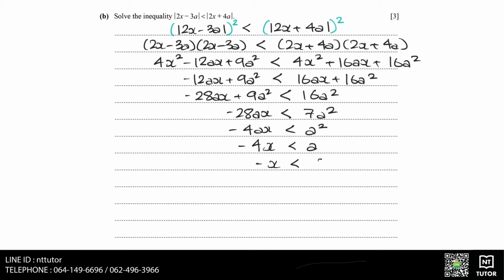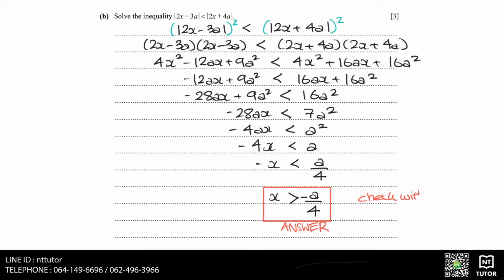Okay, now we got minus x is less than a over 4. So we can multiply both sides by minus 1. But when we do that, don't forget to flip the sign of the inequality. So we have x is greater than minus a over 4.